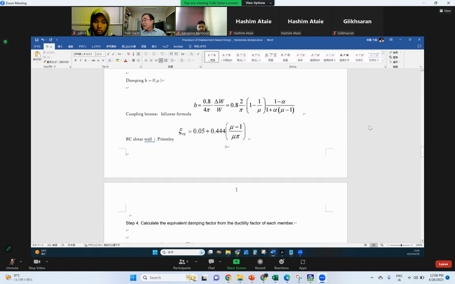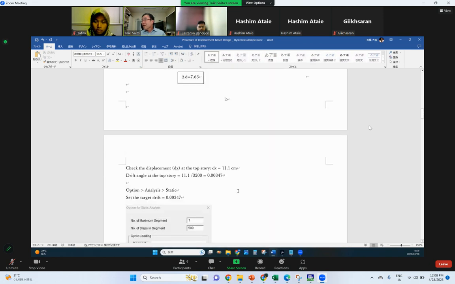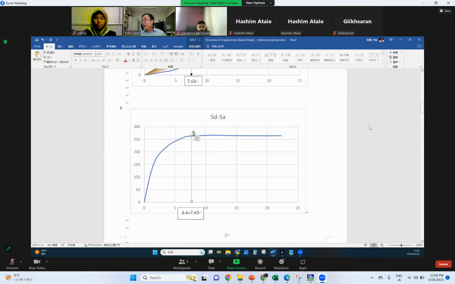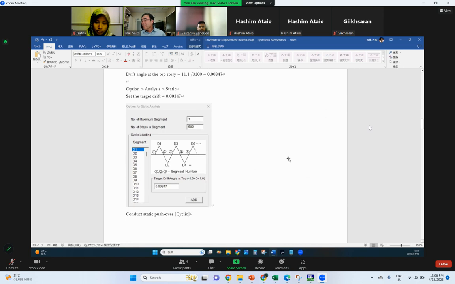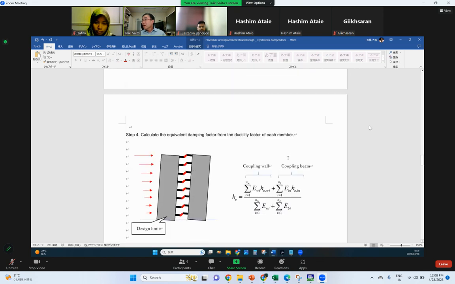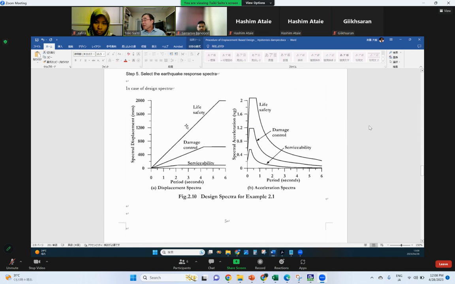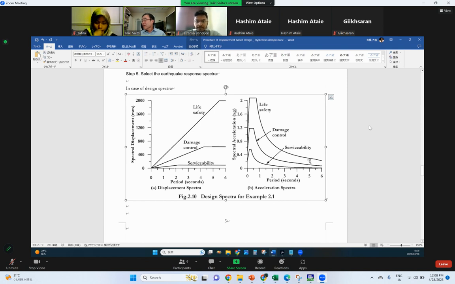So now we know how much damping of the single degree of freedom at this target deformation. And from now we are talking about earthquake. This is a design earthquake. The right one is the acceleration response spectrum of life safety earthquake, damage control earthquake, and subunity earthquake. There are three levels. And below is the deformation spectrum, the left one: life safety, damage control, subunity.